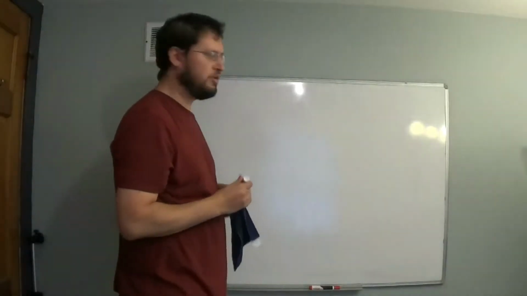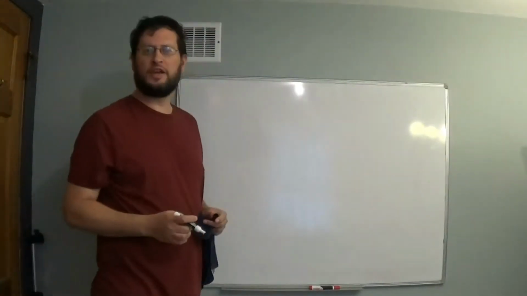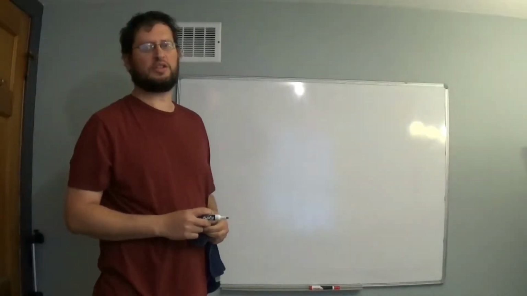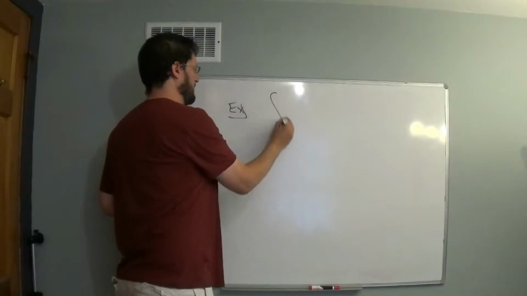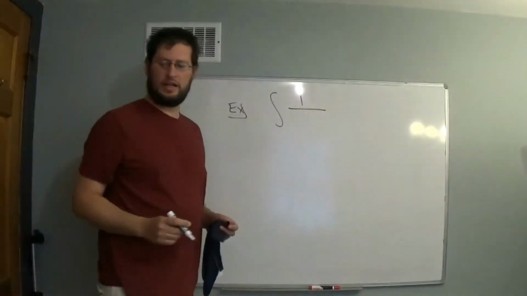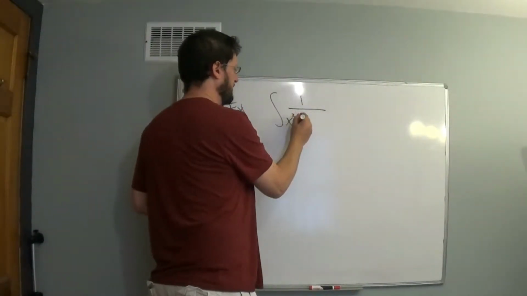Welcome back. Well, let's look at some more examples of using trigonometric substitutions to find antiderivatives. Okay, there we go. Let's start out with something like this.